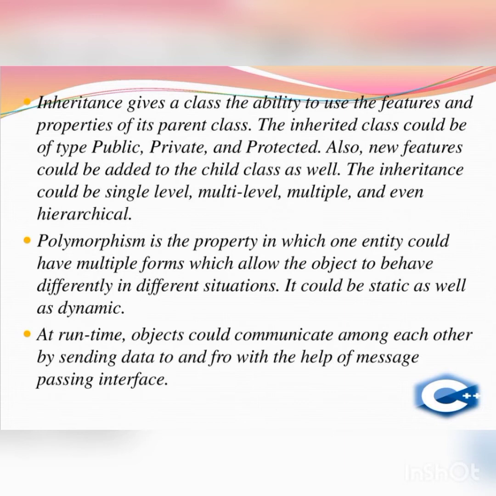The next concept is polymorphism. It is a property in which one entity could have multiple forms, which allows the object to behave differently in different situations. Poly means many. As the name suggests, an object has multiple features which can act differently in different situations. It could be static as well as dynamic. Static means at rest, and dynamic is running state.